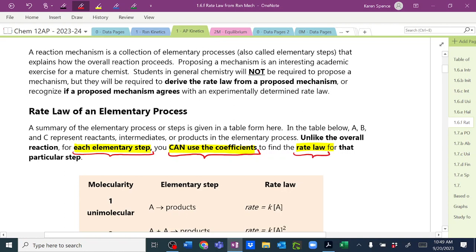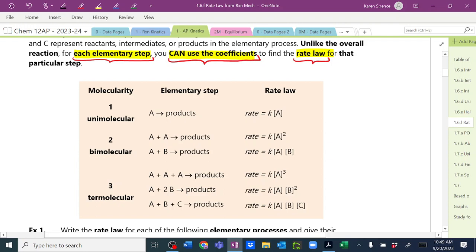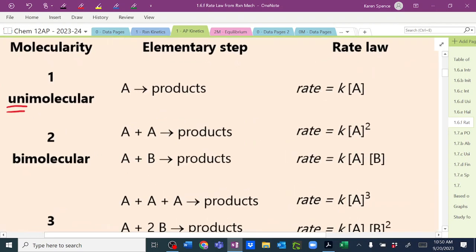So, you cannot find the rate law from the coefficients of the overall reaction. But if you want the rate law for any one step, you can use the coefficients, okay? So if we have an elementary step where we have one reactant, one particle, that is known as unimolecular, yes? And the rate, you'll notice, what is the coefficient of A here? What's the coefficient of A here? 1. So our rate is k[A] to the 1, because it's an elementary step. Okay, can't do that if it was an overall reaction, but because it's an elementary step, you can.